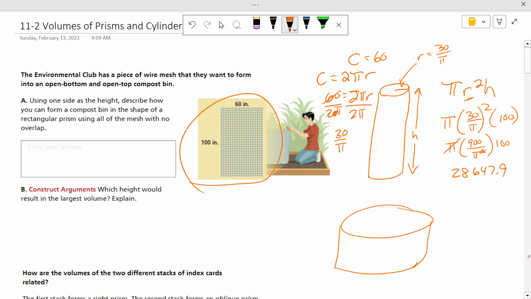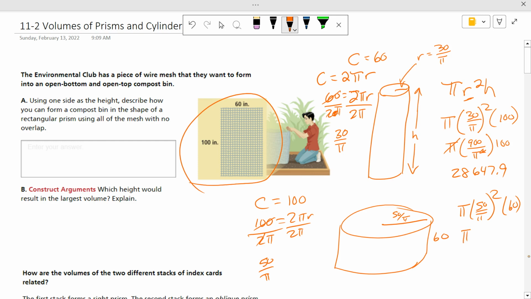Okay. Now, when we do this one, if we lay it down, the circumference is 100 and the height is 60. If we lay it down, it's the other direction. So 100 equals 2 pi r. So if we divide by 2 pi here, 100 over 2 is 50 over pi. So the radius is 50 over pi. So pi times 50 over pi squared times h is 60. So pi times 2500 over pi squared times 60.